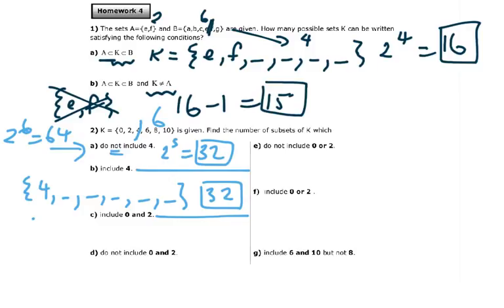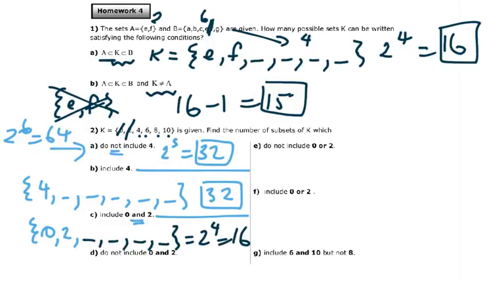Alright, so what happens if we include 0 and 2? That means both of them must be in the set. Well, let's erase this here. If we have 0 and 2 already in the set, that gives us 4 possible elements, and so that gives us 2 to the power of 4, which is 16.